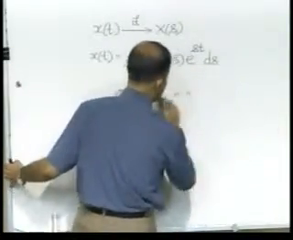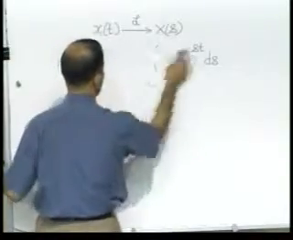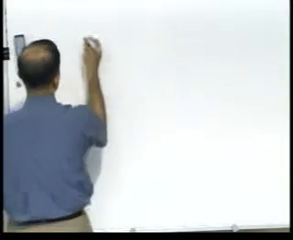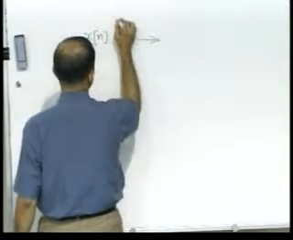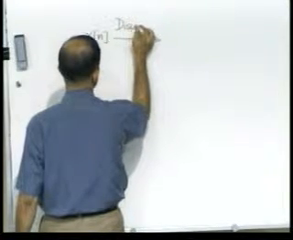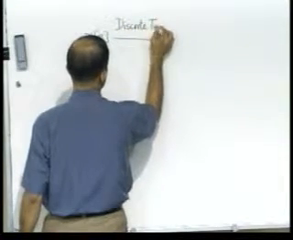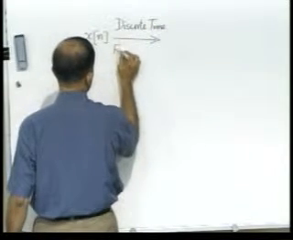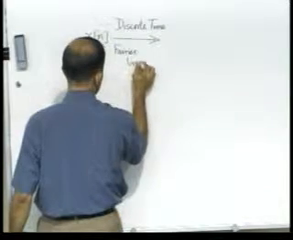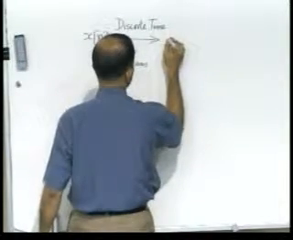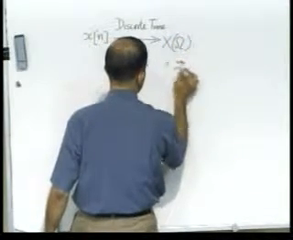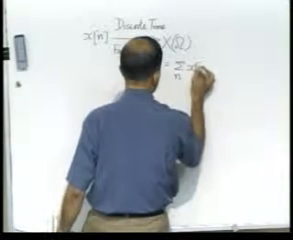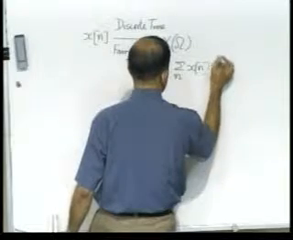So, recall that the discrete time Fourier transform was expressed as follows. If you had a sequence x[n], its discrete time Fourier transform was expressed as X(omega) given by the sum over n of x[n] e raised to the power minus j omega n.